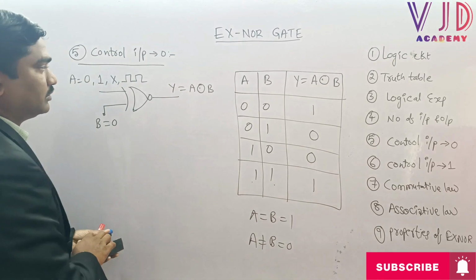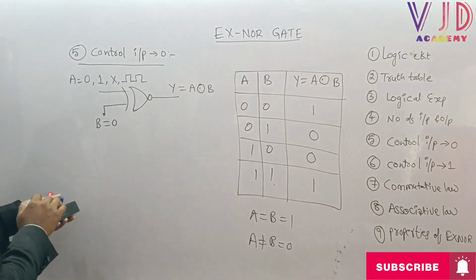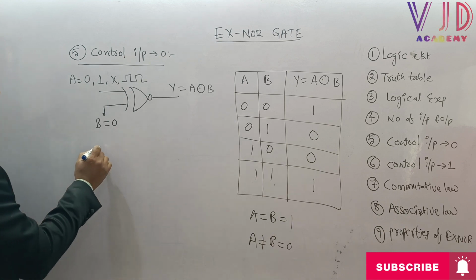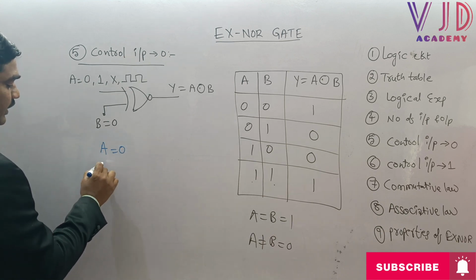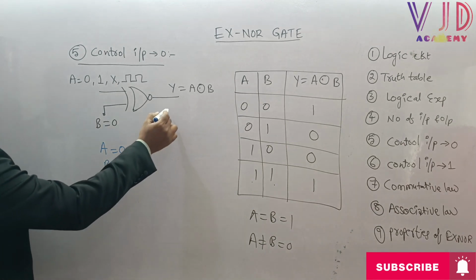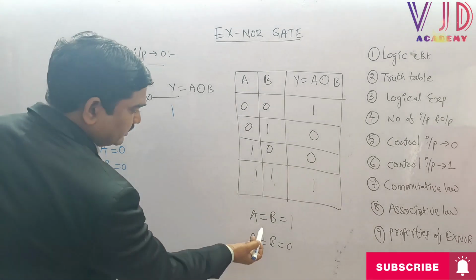Sir, now let us try to solve the control input 0 case. Let us try to understand. Here the moment we take A equal to 0 and B equal to 0, what will happen? Both inputs are 0, so I can say output is 1 based upon this condition.